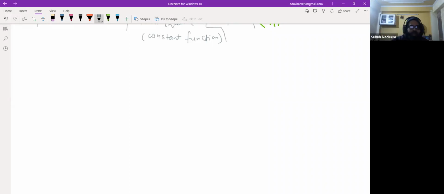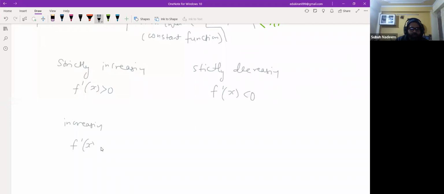Okay, there is one more thing in NCERT which says strictly increasing and strictly decreasing. So strictly increasing and strictly decreasing means that it cannot be equal to 0. So strictly increasing is that derivative is positive, strictly decreasing is derivative is negative. If it is only increasing, then it means derivative could be positive or could be 0 also. And if it is only decreasing, then it means derivative could be negative or 0 also, because there is a possibility of being constant also.